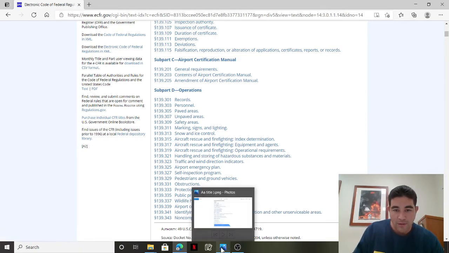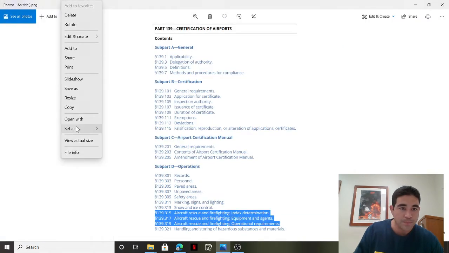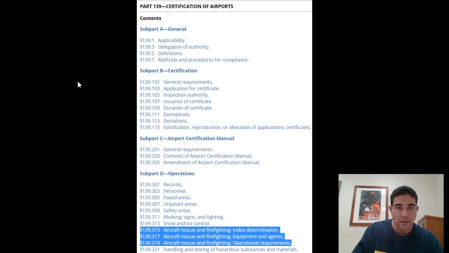So diving into those, these are basically the main ones. So these highlighted, 315, your index determinations, which is telling you what type of aircrafts are on your airport, and that determines what type of index. Then you got your equipment and agents for your airport and the operational requirements for your airport. So the main things pretty much to remember is part 139, 315, 317, 319.